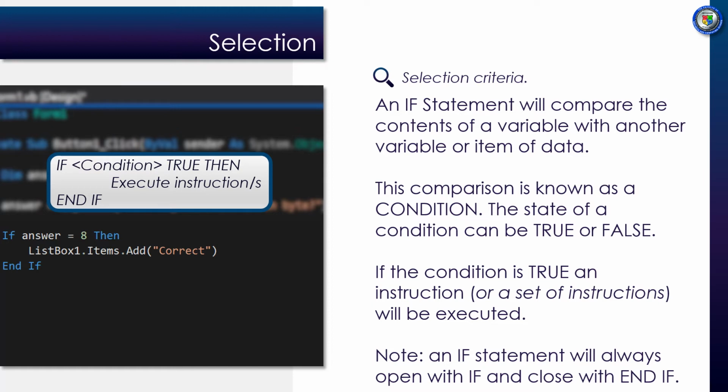The structure of our if statement is as follows. We have our key instructions if, then, and end if. Our statement always opens with if and ends with end if. In between the if and then we have our condition, and then we have our value if true, and that is normally our instruction.